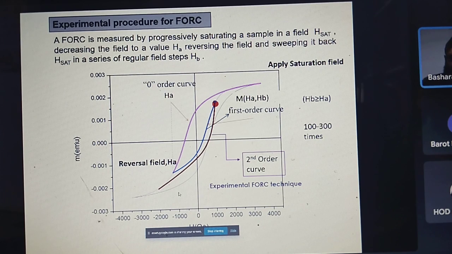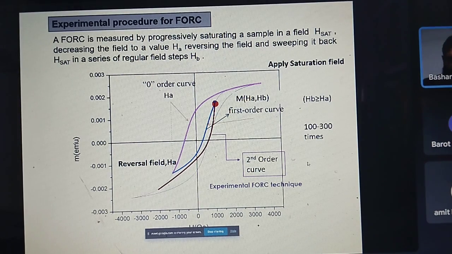Sorry for interrupting. Yeah. Sir, may I ask something? Yeah, please. Okay. Sir, this reversal field, can the value of the reversal field be changed? Or is it fixed? Or does it depend on the material? Or can we do it from our side?